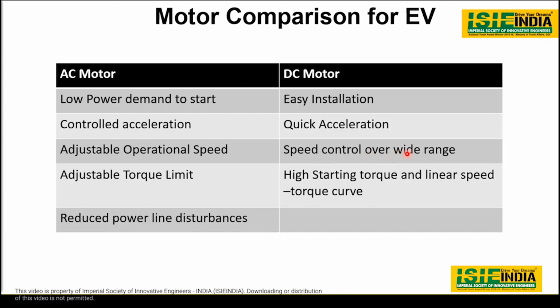After that, speed control over wide range. This is one thing. Base speed, below the base speed and above the base speed. You can understand that, right? Simply, whoever has the knowledge of basics of electrical machines. Quick acceleration is the simple thing, right? That is where you can see even the permanent magnet synchronous motor, switched reluctance motor. Those are the things you can operate as a DC motor, right?